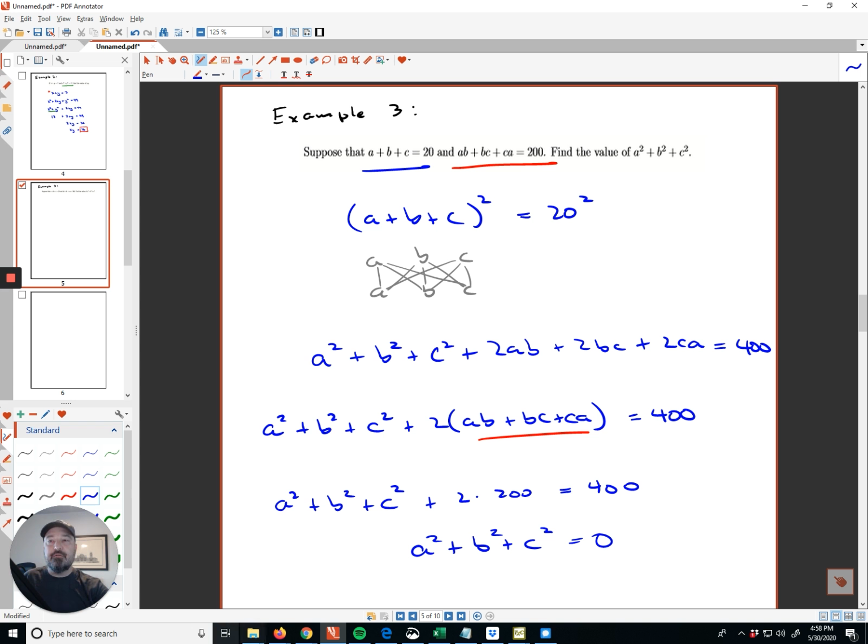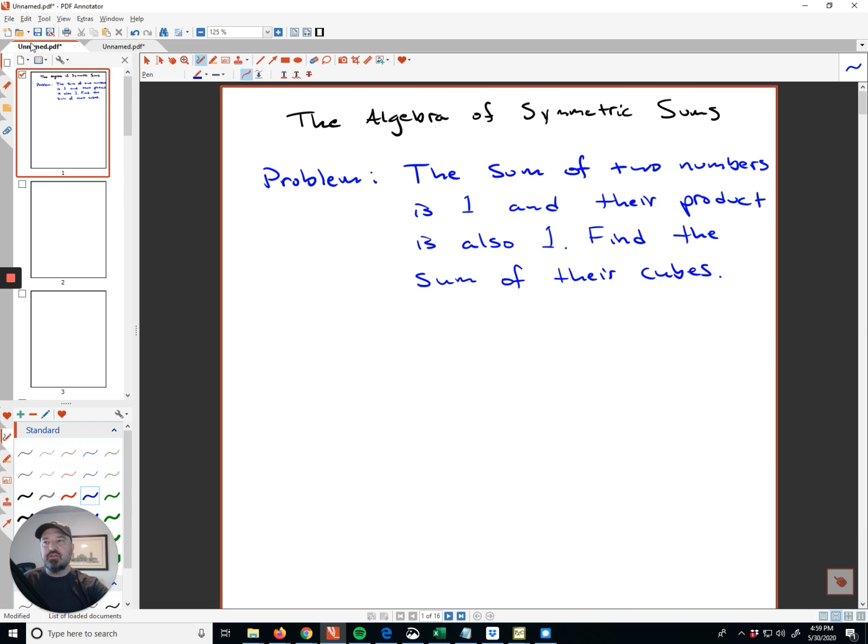But now that we have these tactics, let's go ahead and take a look back at the original problem that brought us on this journey. Here it is. The sum of 2 numbers is 1, and their product is also 1. Find the sum of their cubes. Okay, let's go ahead and start by turning the words into math. We'll call these numbers a and b. a plus b equals 1, and a times b also equals 1.